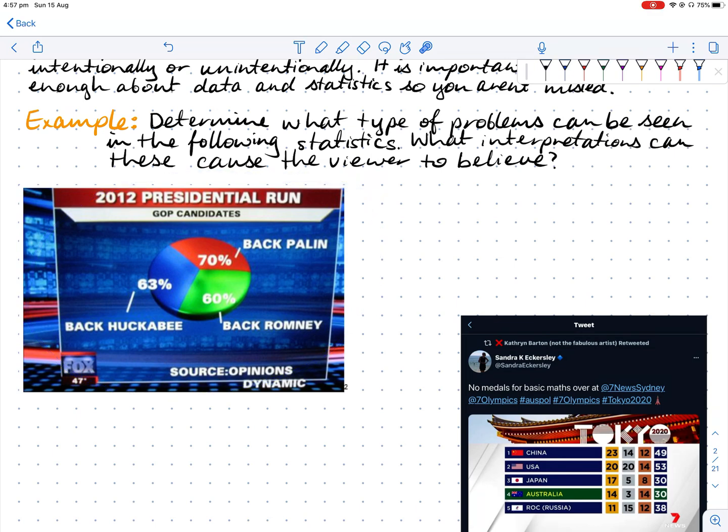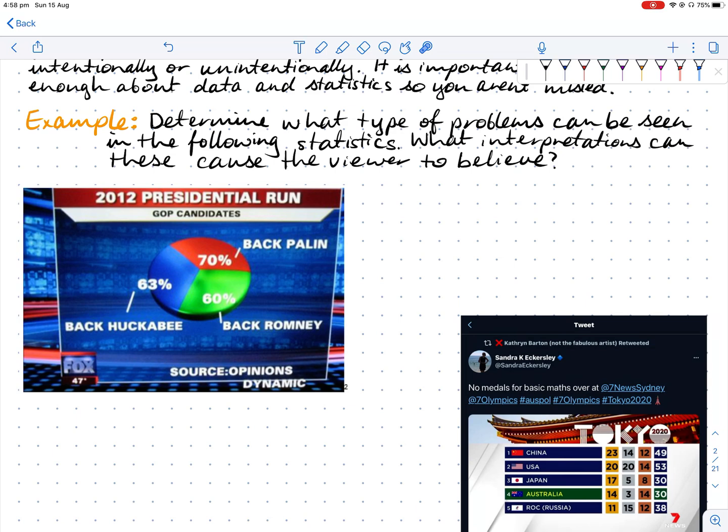Now, it is American, so I don't know too much about these people, but if we look at this pie chart, we've got our pie here. I might just change my color. Now, we've got a sector that's 70%, a sector that's 60%, and a sector that's 63%. Hopefully you're able to see a very obvious issue here, because if we're talking about a pie chart, all of those percentages should really be adding up to 100%, not the 193% that this currently has.